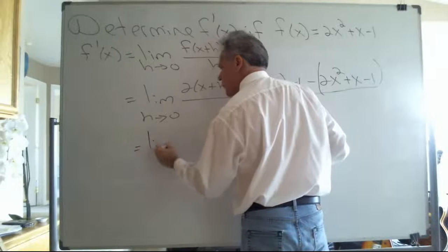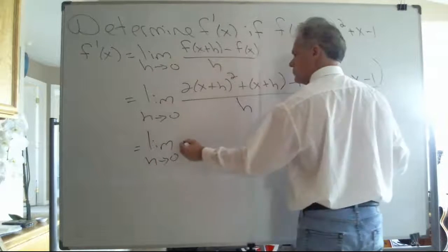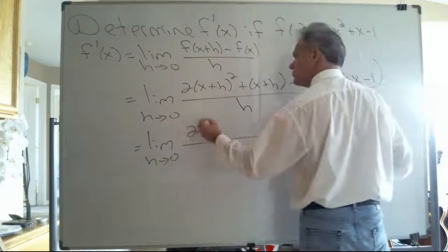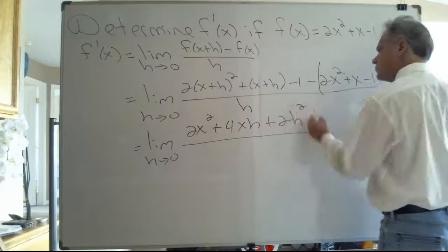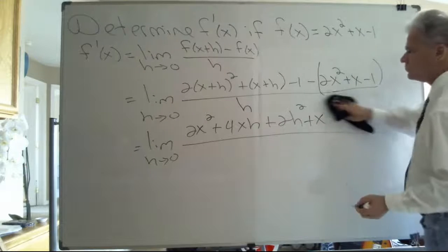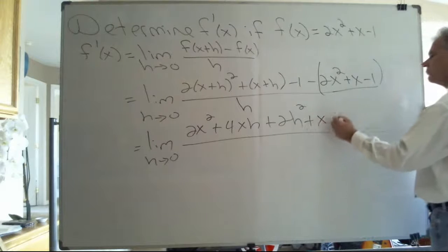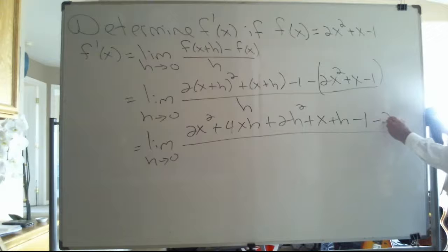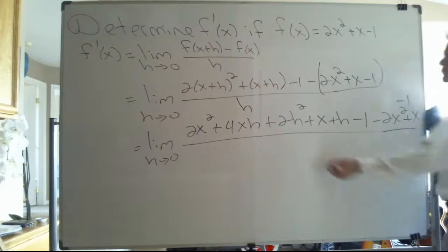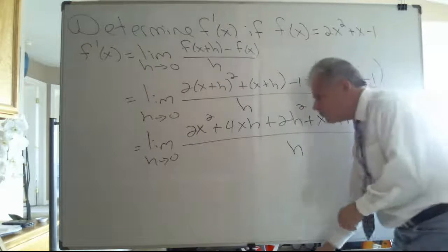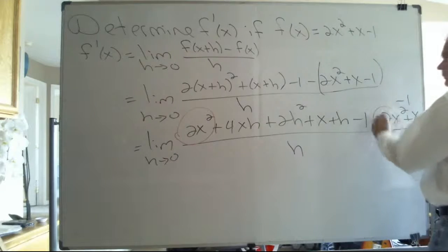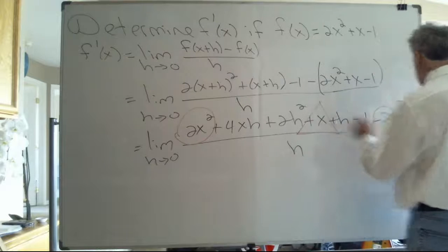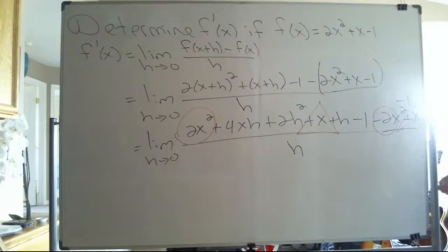I will simplify what's in the limit's position. Certainly, I have cancellation here, as well as here, as well as here.